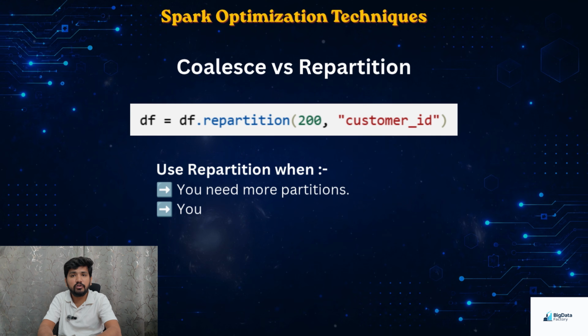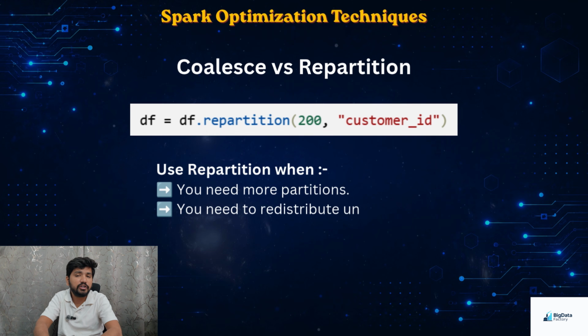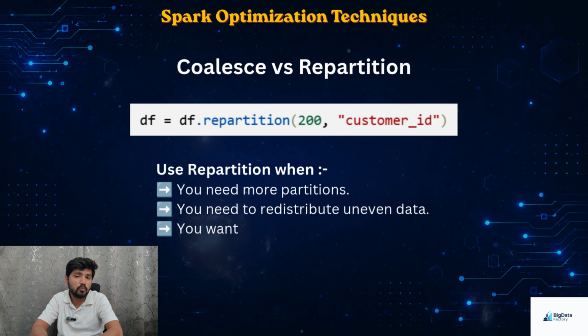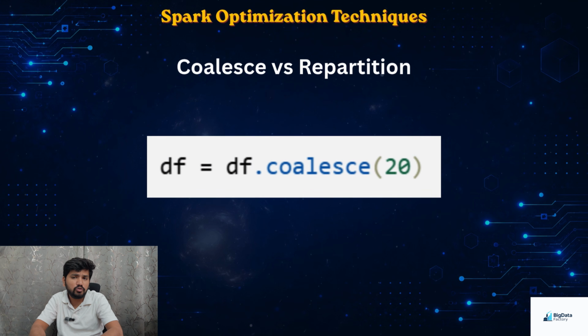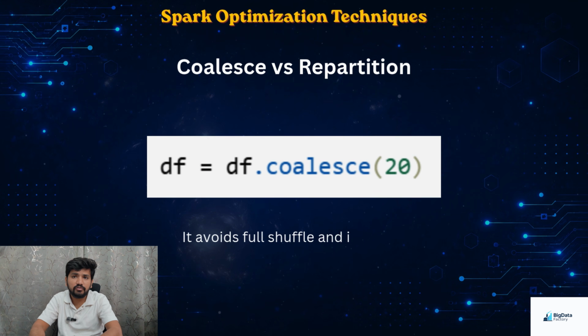Use repartition when you need more partitions, you need to redistribute uneven data, or you want data partitioned by a specific column before a large operation or write. Coalesce is mainly used to reduce the number of partitions. It usually avoids a full shuffle by combining existing partitions. That makes it cheaper, but the resulting partitions may not be evenly balanced.